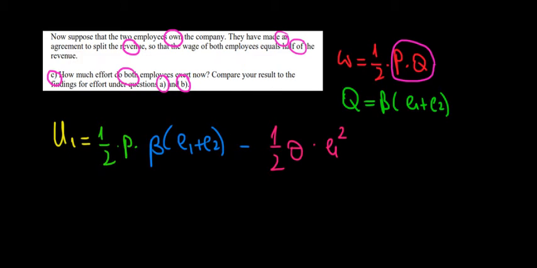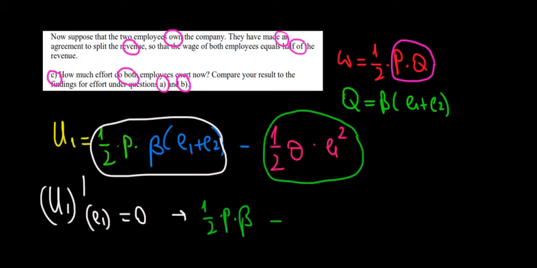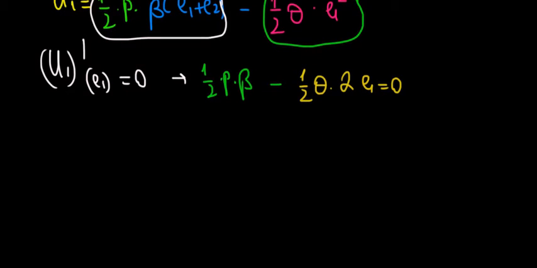We could just do our simple differentiation. So the derivative of the utility with respect to effort equals 0. For the first term, derivative with respect to the effort level, we keep the constants only, which is going to be 1/2 times P times beta, minus the derivative of the second term, which is the constant of 1/2 times theta times the derivative of the effort level, which is 2E1, equals 0. Now let's work out the math to see what we get.